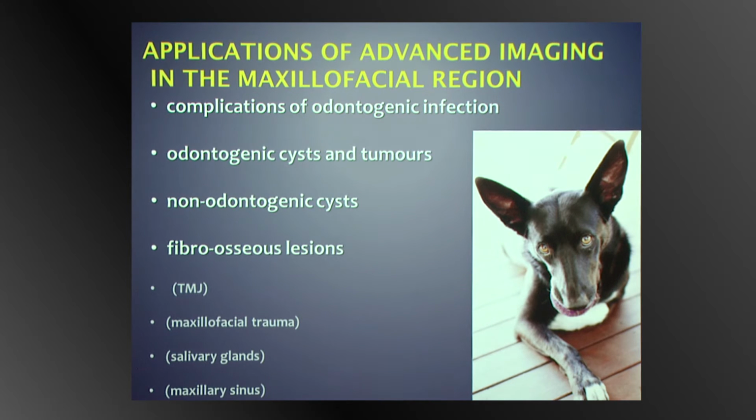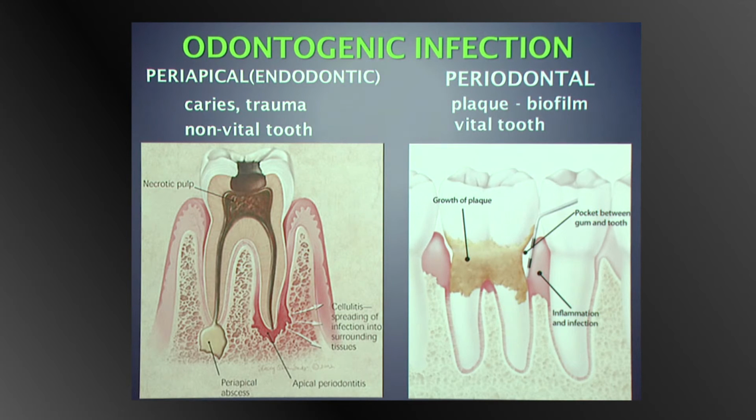So what can we use it for? Well, what I want to discuss briefly is give you an overview of how you would apply CT in particular, conventional CT, to evaluate complicated infection, odontogenic cysts and tumours, non-odontogenic lesions and fibro-osseous lesions.